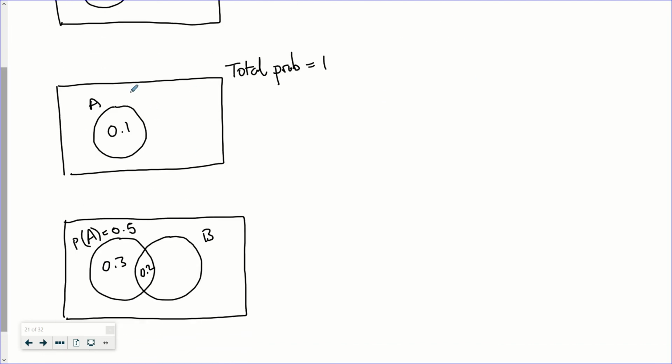Here we've got a probability Venn diagram, and we know that the sample space adds up to 1. So everything inside this box adds up to 1. So we know that the probability of A happening is, we're basically asking what fraction of the total probability is in the A circle. So that's 0.1 as a fraction of 1, which is just 0.1.